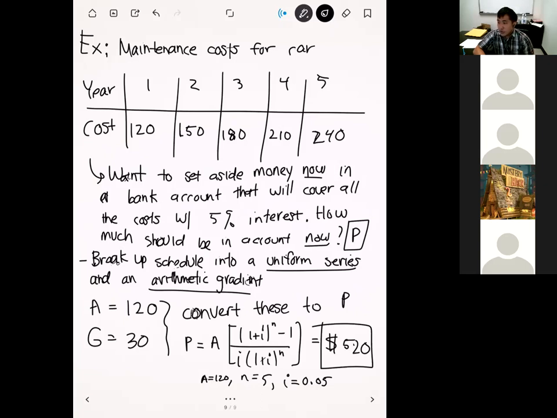And so that's the first value of P that we have. Okay. And so that takes care of the A value. And then next we need to convert this G of 30 into P. Then we can add them together, and that gives us our total P for this entire problem. Okay. So any questions on this so far? Okay. All right, so let's convert this G into a P too.